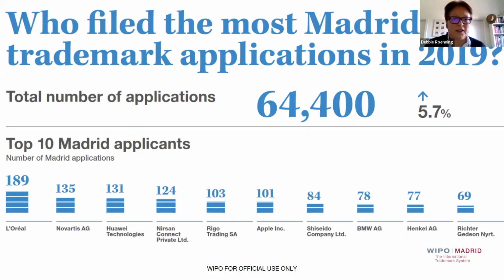These are the newly released statistics. We had an exceptionally good year last year, another record year for the Madrid system with more than 64,000 international applications coming in. Among our top filers, we have L'Oréal with 189 applications, followed by Novartis and Huawei. And for the first time, we have applicants from China and India on our top 5 list of applicants.